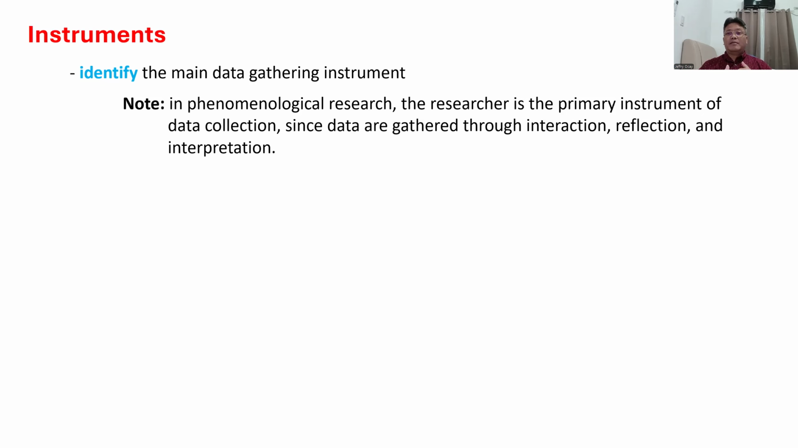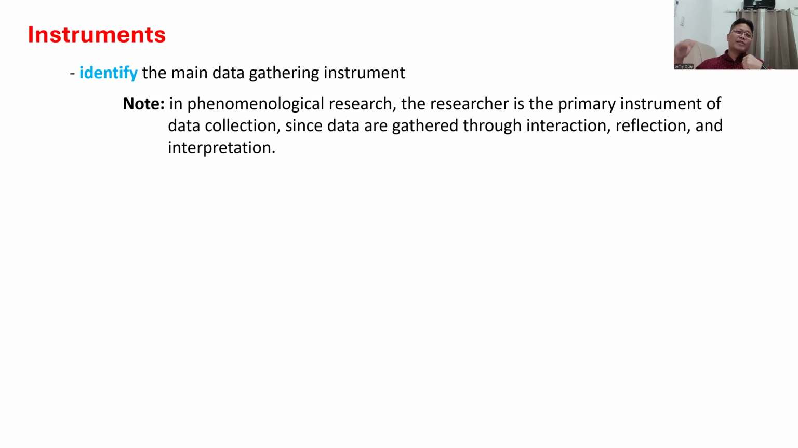It is always, most of the time, the researcher who is the primary instrument of data collection. This is because data are gathered through interaction, reflection, and interpretation. In qualitative research, we go to the field, talk to the participants, interview them, make observations, conduct focus group discussions. So there's interaction with our participants, and we make interpretations out of those data gathered. So again, the researcher is the primary instrument of data collection.